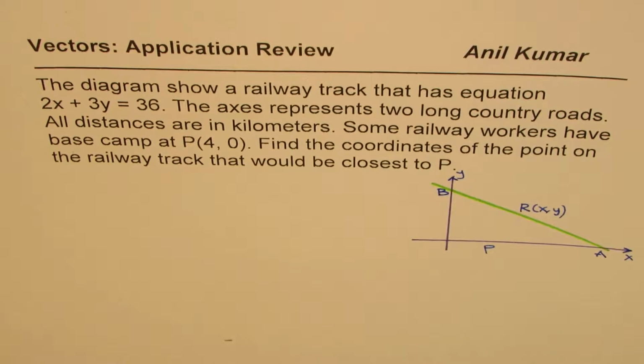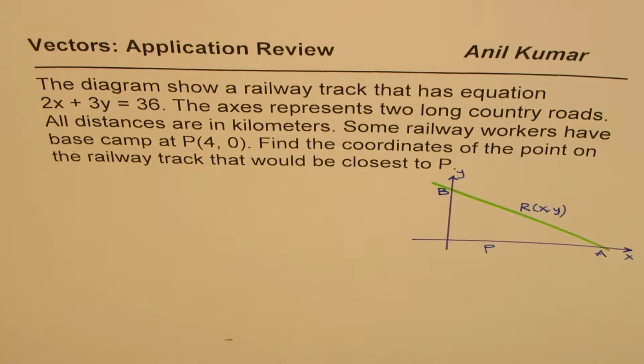The question here is: the diagram shows a railway track that has equation 2x plus 3y equals 36. The axes represent two long country roads. All distances are in kilometers. Some railway workers have base camp at P(4, 0). Find the coordinates of the point on the railway track that would be closest to P. You can pause the video, answer the question, and then look into my suggestions.